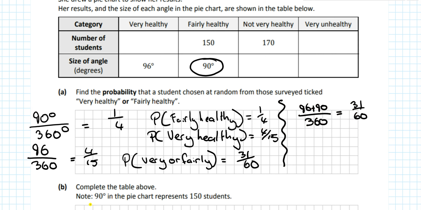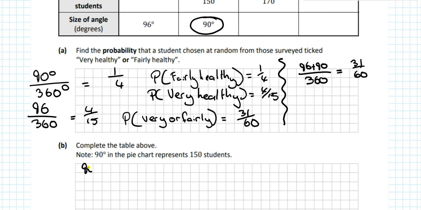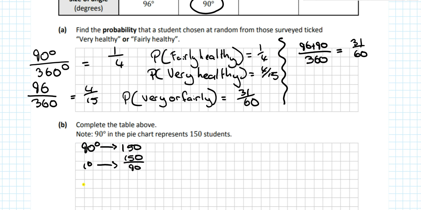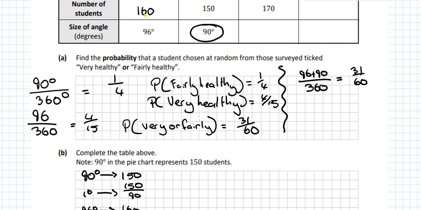So complete the table above. Note that 90 degrees of a pie chart represents 150 students. So if I know 90 degrees represents 150 students, 1 degree is going to be 150 over 90, and then 96 degrees is going to be 96 times 150 divided by 90. So multiply that by 96. It's 160. So you're going to get 160 students in here.